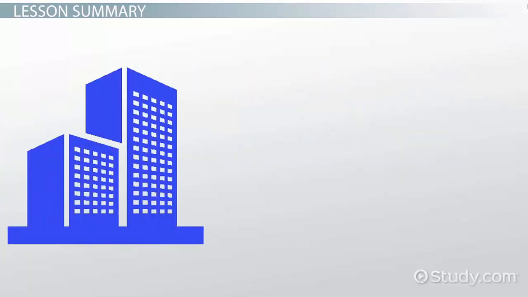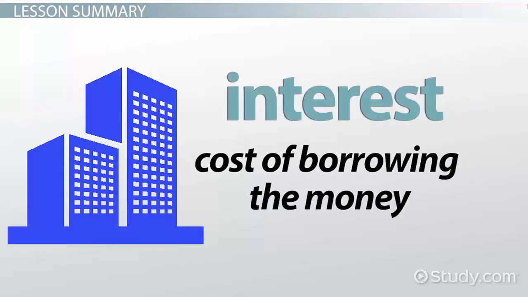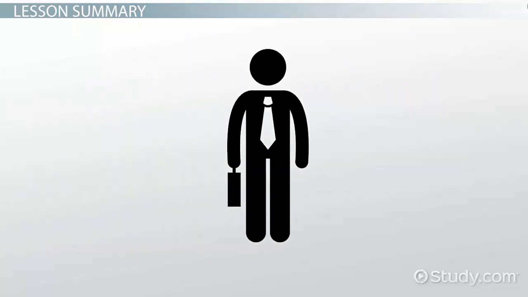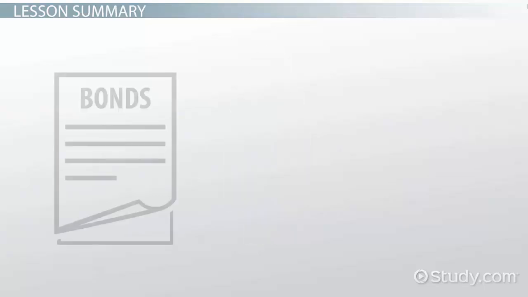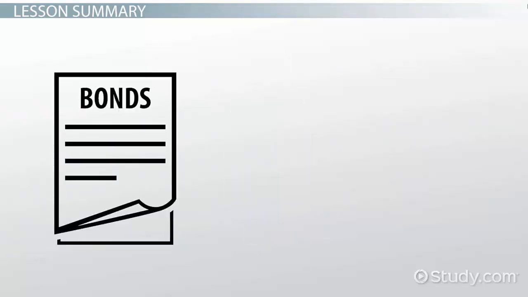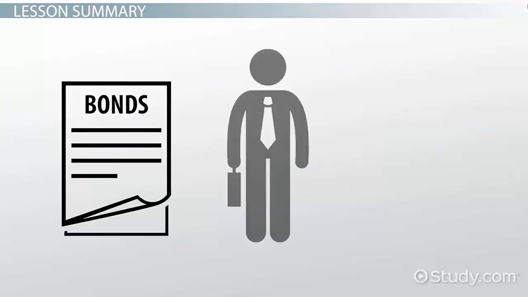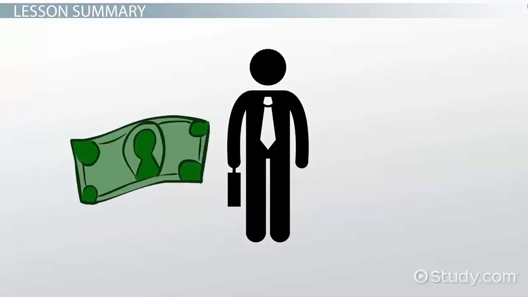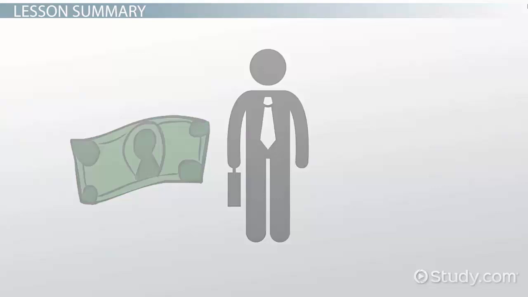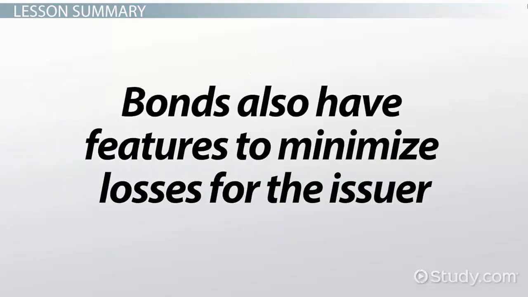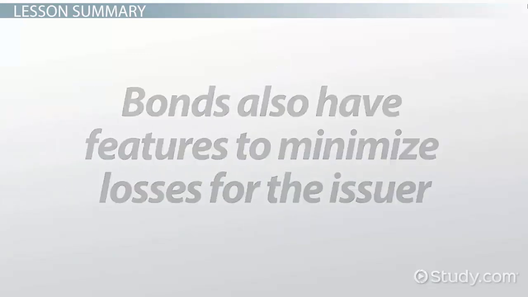Even though the investor will receive the principal back once the bond matures, the company must incur a cost of borrowing the money. The company must pay interest to the investor. Investors expect annual interest payments, called coupon payments, until the bond matures. When a bond matures, the liability or obligation owed to the investors has been paid off and is taken off the balance sheet. Bonds also have features to minimize losses for the issuer.